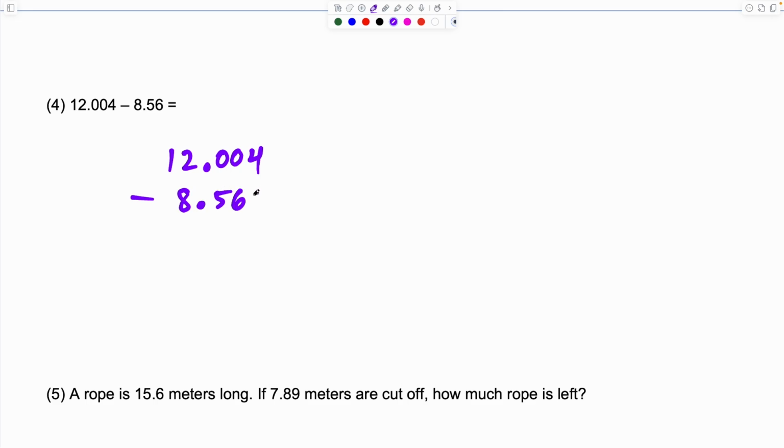And for this one, what I want to do is put a 0 here, so we have 3 digits after the decimal, and now I can start subtracting. So we have 4 minus 0 is 4. And now we go to do 0 minus 6, and we can't.